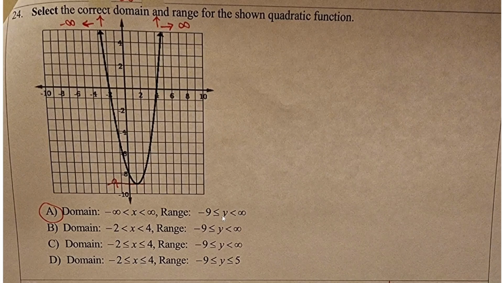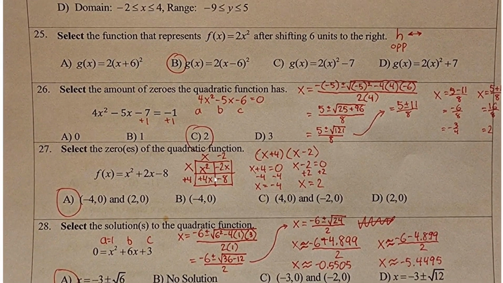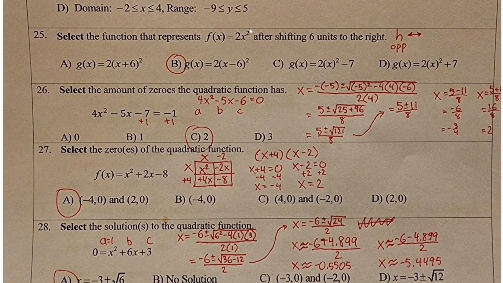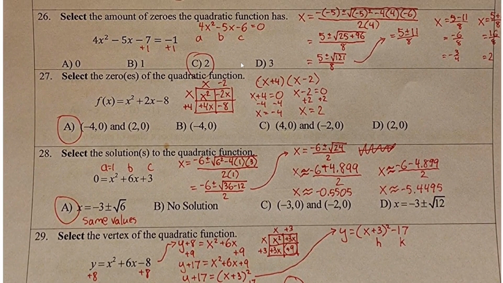Sweet. Number 25. We want to take this graph, 2x squared, and we want to shift it right. Well, moving left and right, that's the job of h. H always does things opposite of what you would expect, and so therefore, we're going to say that h is not positive, it's negative, and so h goes inside parentheses, and that's this guy right here, x minus 6. Cool.